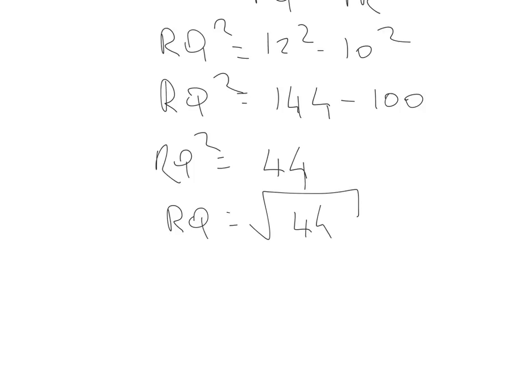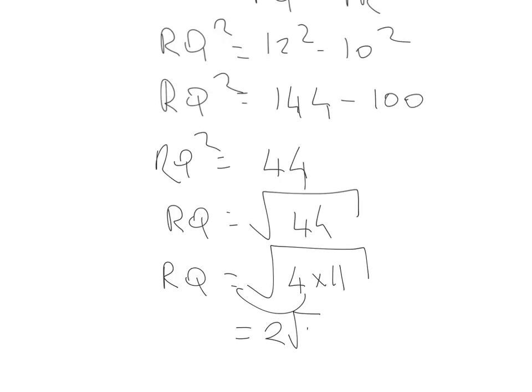Remember, for simplifying surds, I'm thinking about all my square numbers between 1 and 100. Now the biggest one that I'll find as a factor is 4. So that's the square root of 4 times 11. Bring the 4 out. Final answer is 2 root 11.